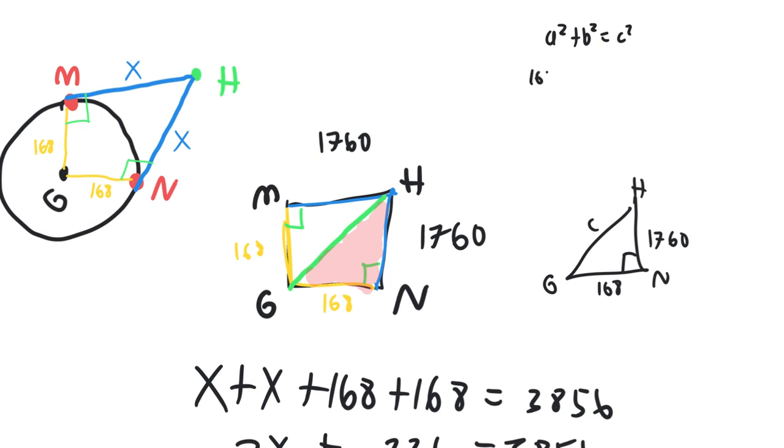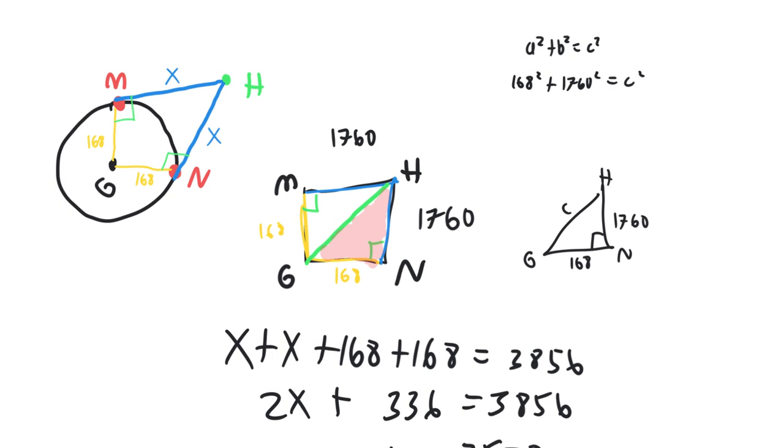So that's 168 squared plus 1760 squared. That will be c squared. And 168 squared is 28224, plus 1760 squared is 3097600, and that's c squared. And adding those together would give you 3125824, and that equals c squared.